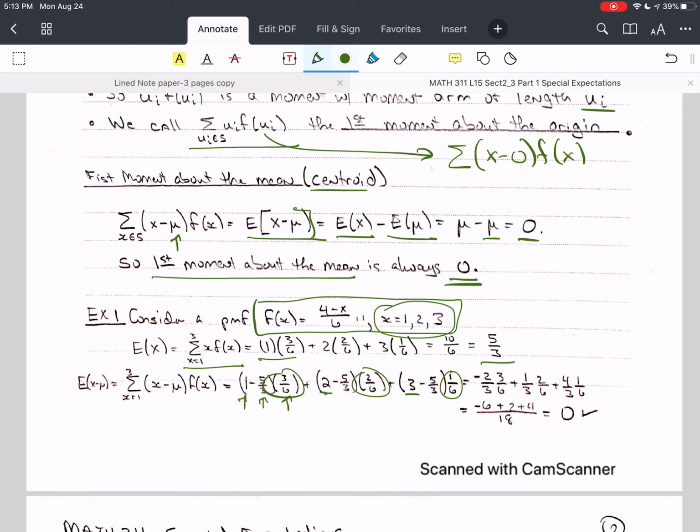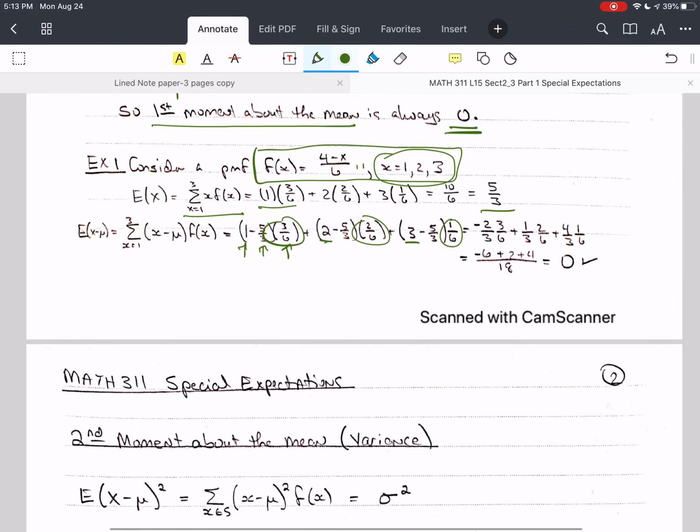And it turns out if we do our fractions, and you'll notice that I left these as fractions, I didn't reduce anything, so it makes it easier to do this. Then we end up with -6 plus 2 plus 4, which is 0. 0 over 18 is 0.